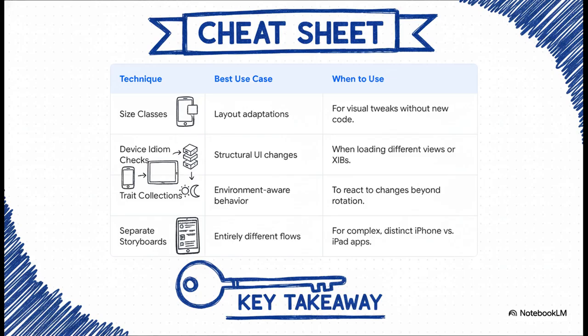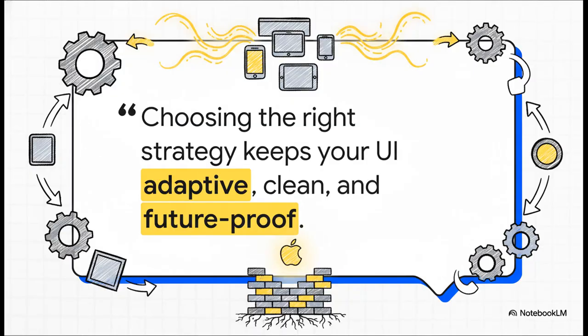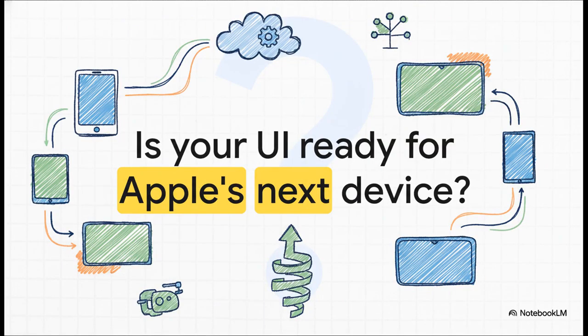This right here is the key takeaway. At the end of the day, this is why we put in the effort. Mastering these techniques isn't just about making your app look good today. It's about writing clean, maintainable code and building an app that isn't going to totally break the next time Apple drops a device with a brand new screen size. And that's really the thought I want to leave you with. By building your UI to be adaptive from the very start, you're not just solving today's problems. You're preparing your app for a future you can't even see.